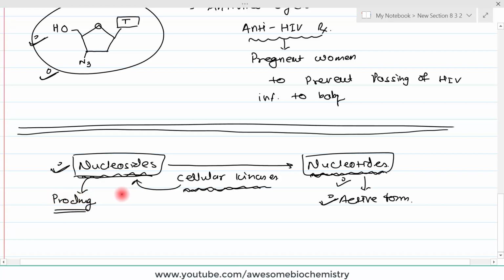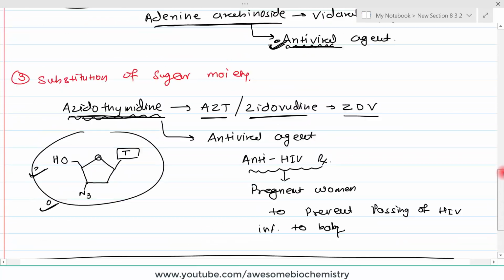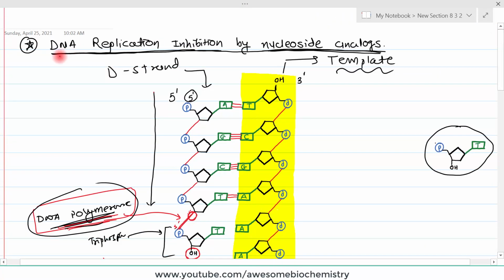Because when we are taking these drugs, they are not active. But once you take up the drug, our body works on it and converts it into the active form. Okay. So this is all about DNA replication inhibition by nucleoside analogs.